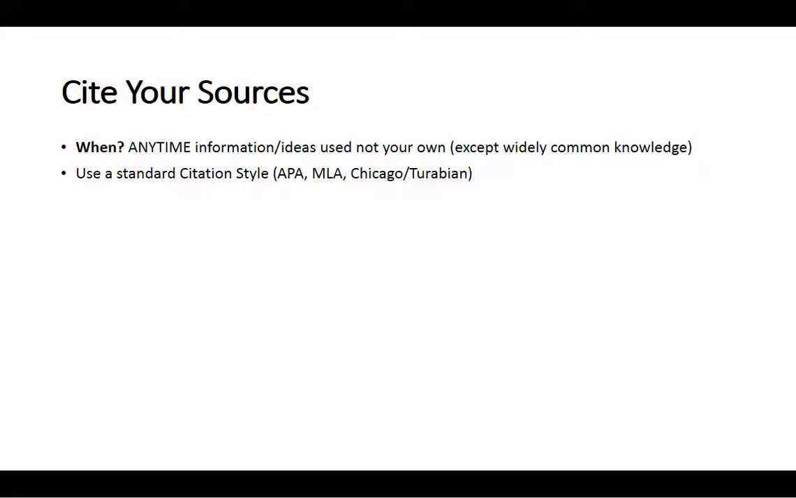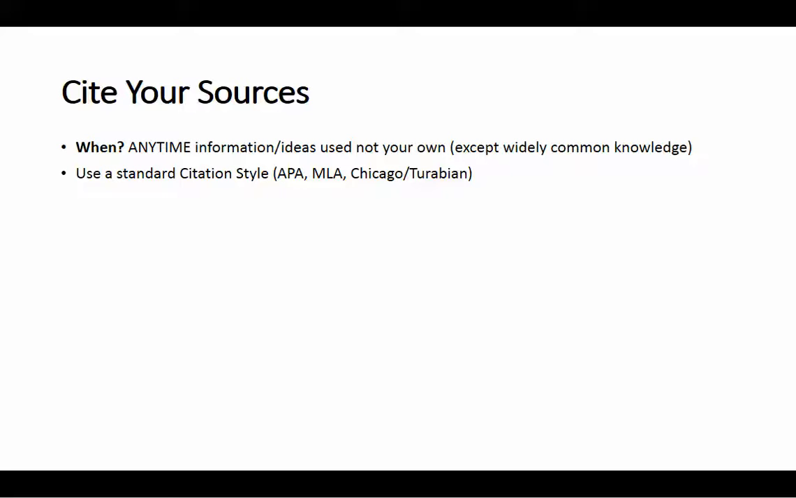Next question, how do you cite your sources? In academia and in most scholarly research, you use a standardized citation style, such as APA, MLA, or Chicago and Turabian, which are sort of interchangeable. Which one you use will be mostly based on your specific assignment. So if it's not highlighted in the assignment instructions, your first step is to probably ask your instructor.